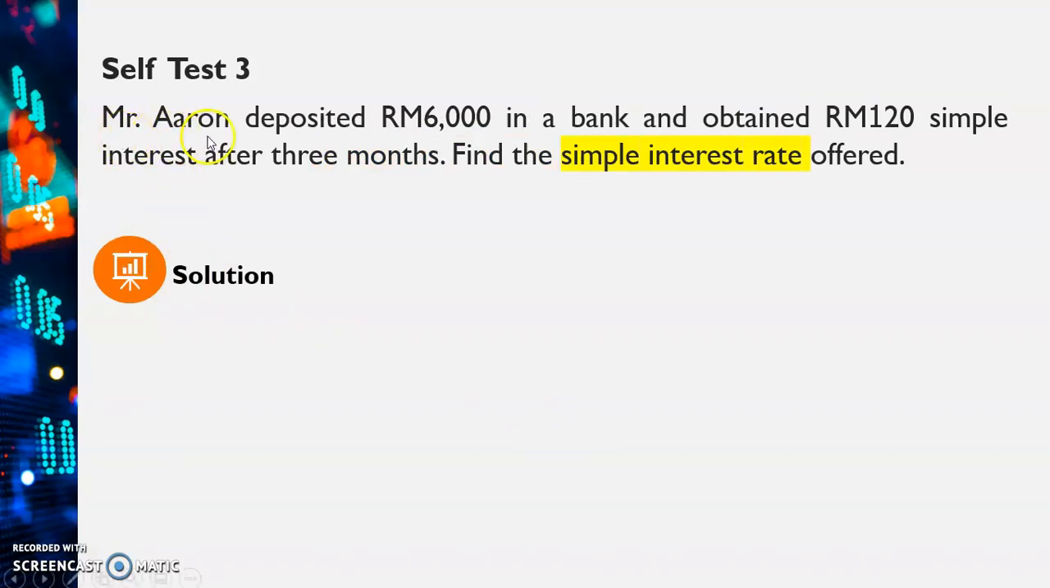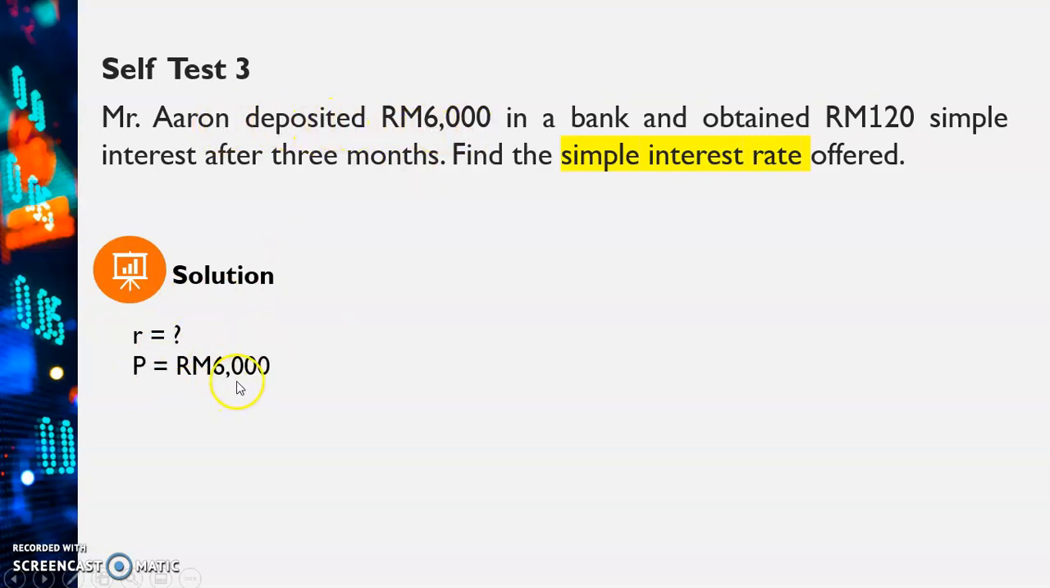Okay, next one, we're going to look at self-test 3. It says that Mr. Aaron deposited 6,000 in a bank and obtained 120 simple interest after 3 months. Find the simple interest rate of it. Look here, simple interest rate. So what do you think we want to find here? You want to find your R.